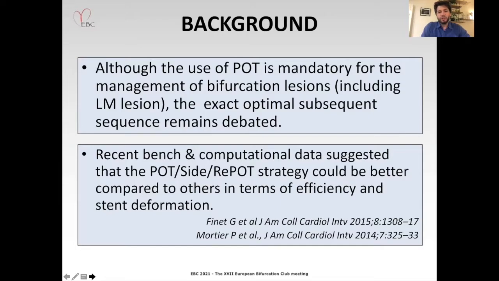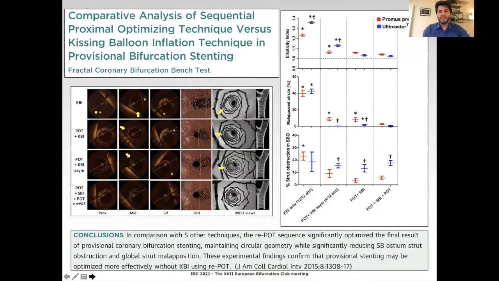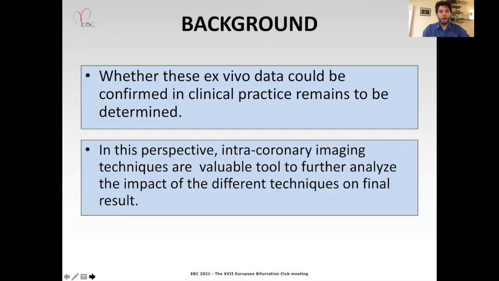Bench and computational data suggested that the POT side RePOT strategy could be better in terms of efficiency and stent deformation. For example, this work from Gerard Finet's group showed that the use of the POT side RePOT sequence reduced the ellipticity index and the percentage of malapposed struts in a bench when compared to the POT kissing inflation. However, we don't really know if these ex vivo data can be translated to clinical practice, and their accuracy remains to be determined.